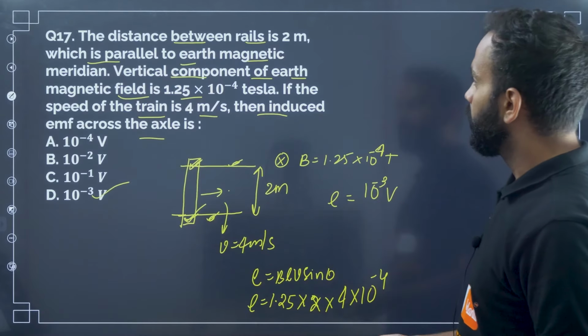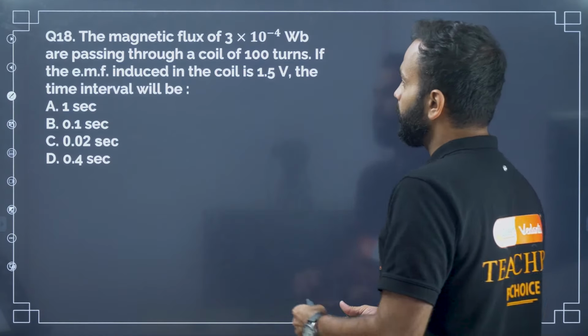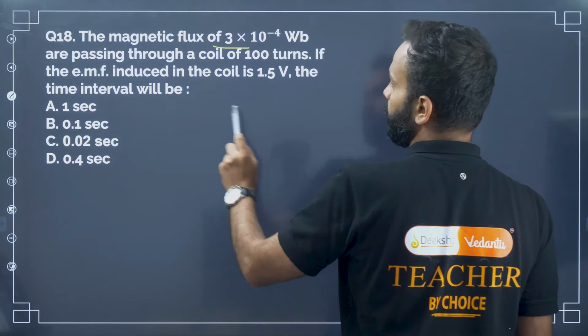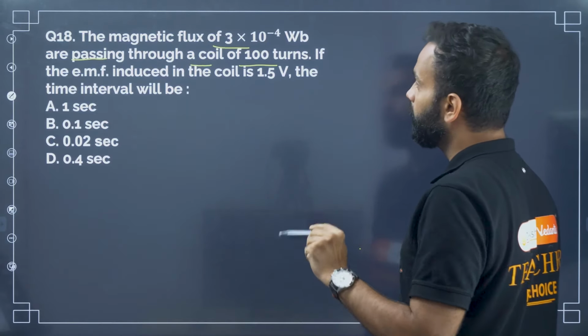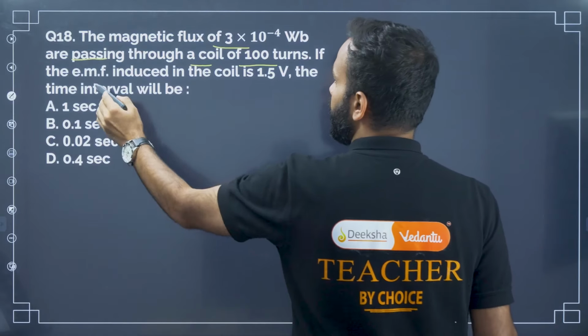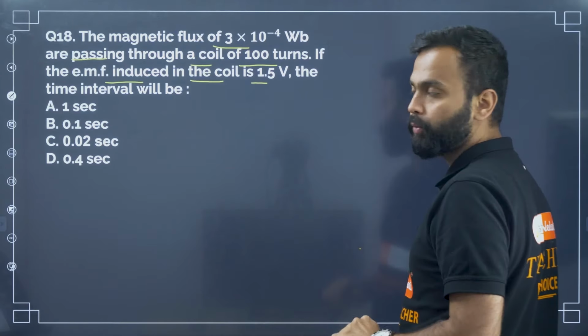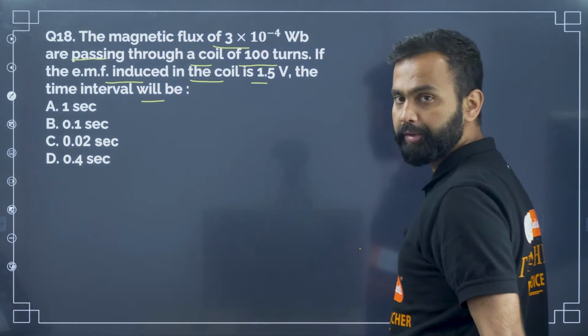Okay, question number 18. The magnetic flux of 3 into 10 to the power minus 4 Weber passing through a coil of 100 turns. N is given, phi is also given, right? If EMF induced in the coil is 1.5 volt, the time interval will be.